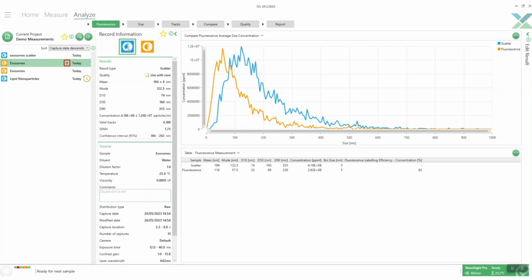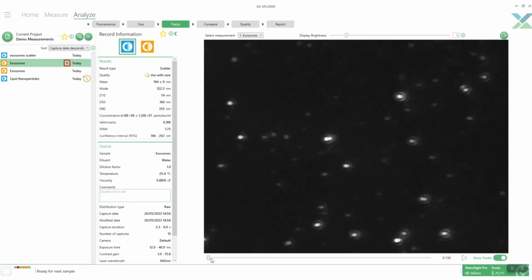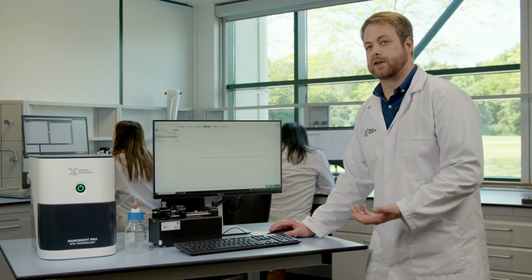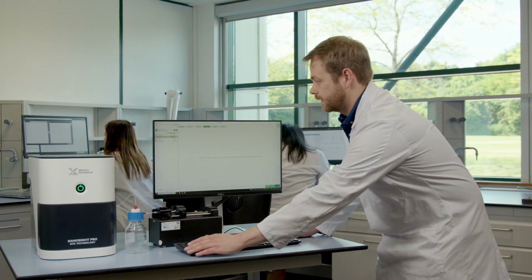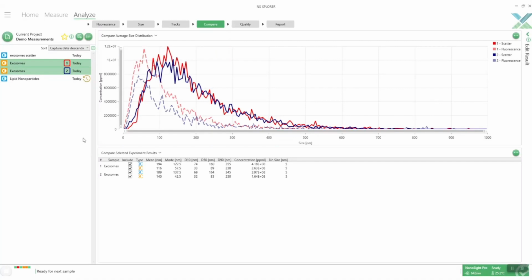We can then also look at the tracks for these videos. For example, here we've got the scatter tracks for the exosomes, and we can play through them and have a look at what they look like. We can also compare 2 results. We've got an exosome measurement we did earlier today, and we can overlay those 2 and have a look at how repeatable they are. Here we've got some nice repeatability, they overlay really nicely.